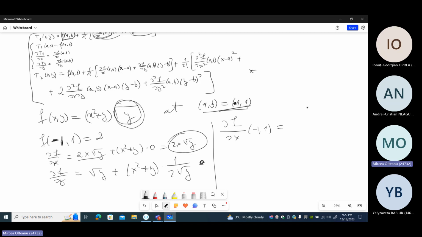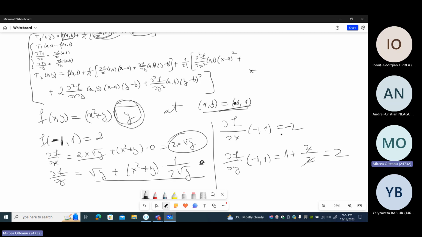The first one will be 2. Sorry, no, it's minus 2. x equals -1, so there will be -2. And partial f over partial y at -1, 1 is this one. We shall put here, that would be 1 plus 2 over 2. That means 2.